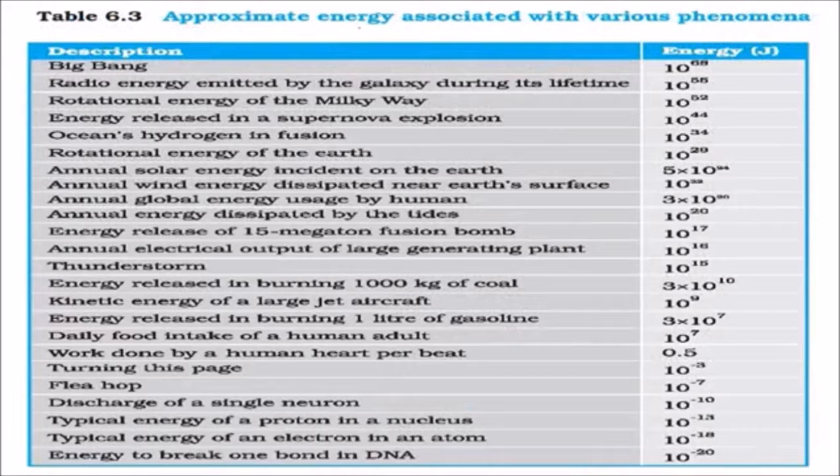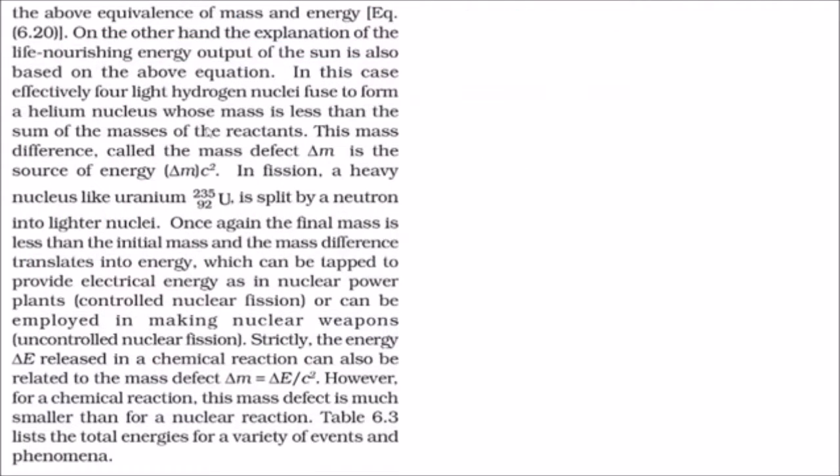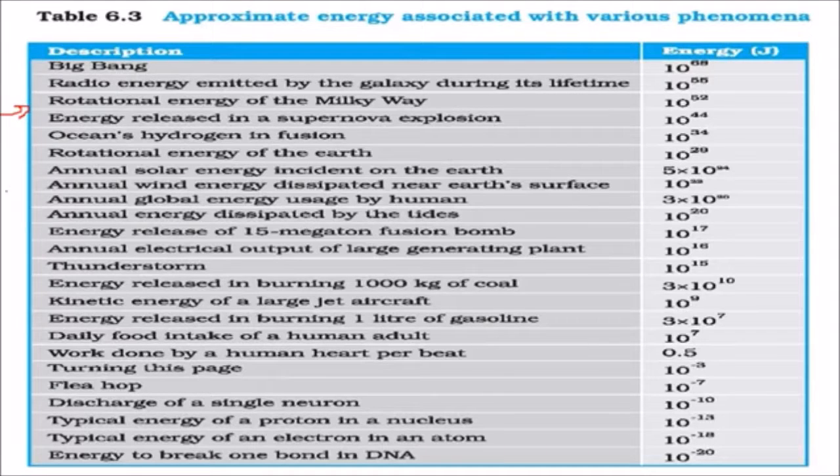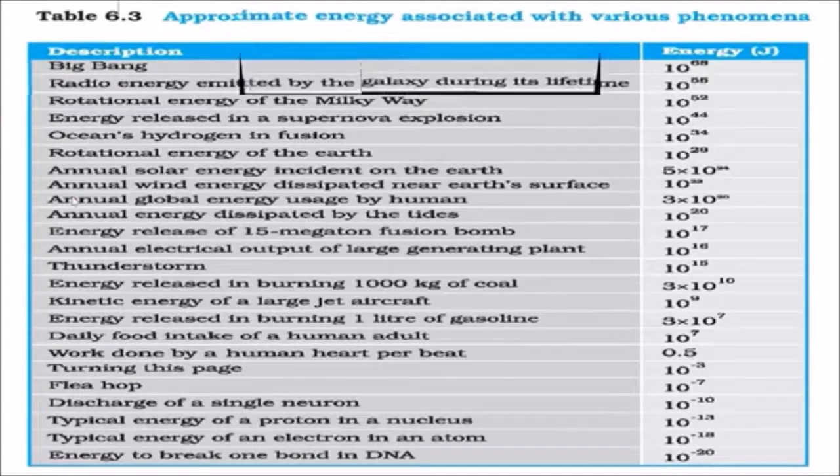This is the approximate energy associated with various phenomena. Just have a look at this so that you understand how much energy is produced. We have nuclear fission and nuclear fusion. They also release a lot of energy. Nuclear weapons are being made, and this energy is being harnessed. Fission and fusion are being harnessed for the creation of electricity. This is a table, so we'll take the values from this table. You just have to go through this table.